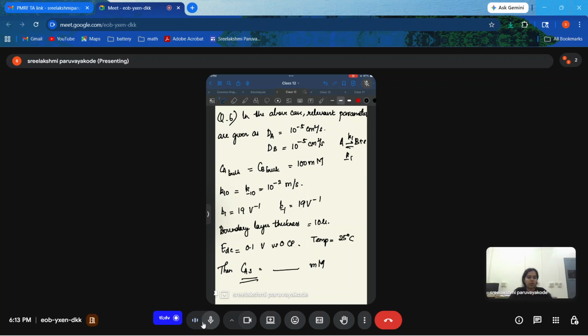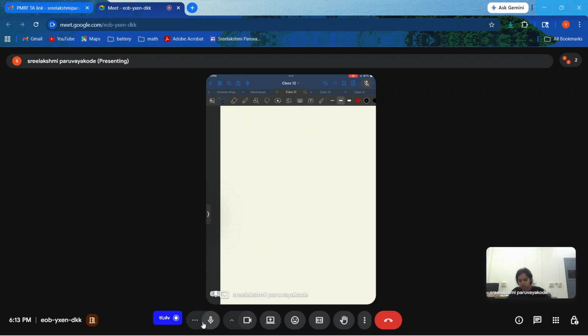I would prefer centimeter because mostly your diffusivity will be in centimeter square per second, while you have the rate constant in meter per second. Converting to meter square can bring some confusion. So let's stick to either centimeter or meter as per your choice. I'm going to stick to centimeter.